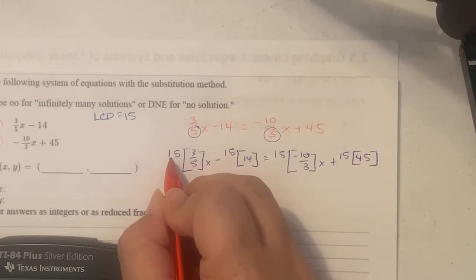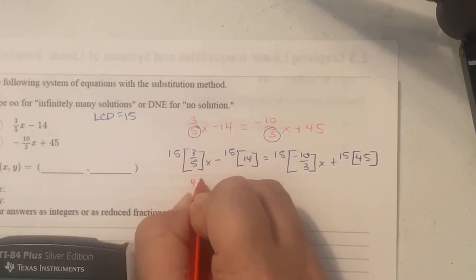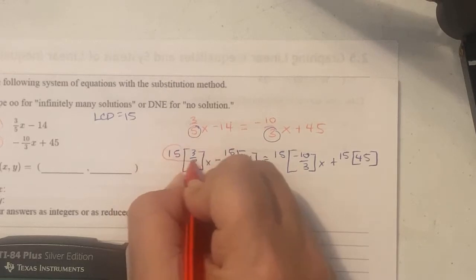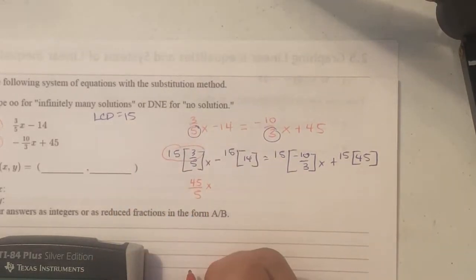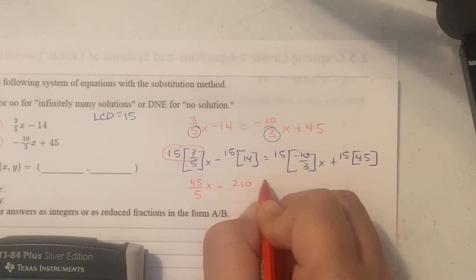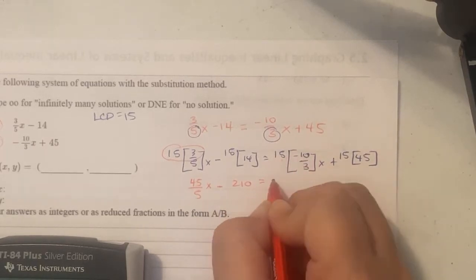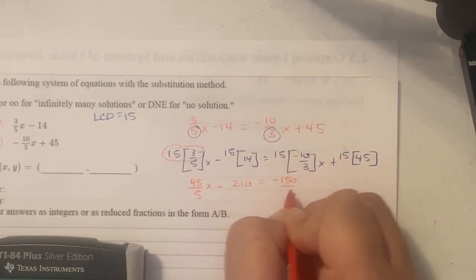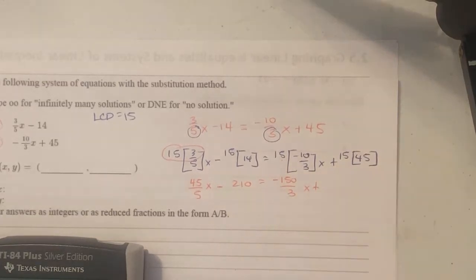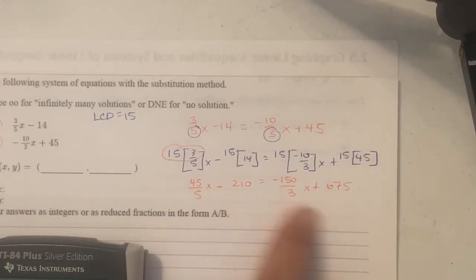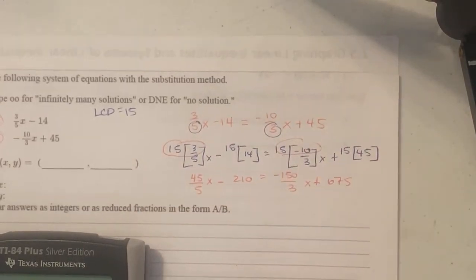So now notice this. You're going to do 15 times 3. That is 45 over 5. I multiplied my numerators and just dragged my denominator over. 15 times 14 results in 210. 15 times negative 10 is negative 150. Bring the 3 over with an x. 15 times 45 is 675. Notice I didn't reduce my fractions yet. All I wanted to do was multiply my numerators so I can get rid of them first.